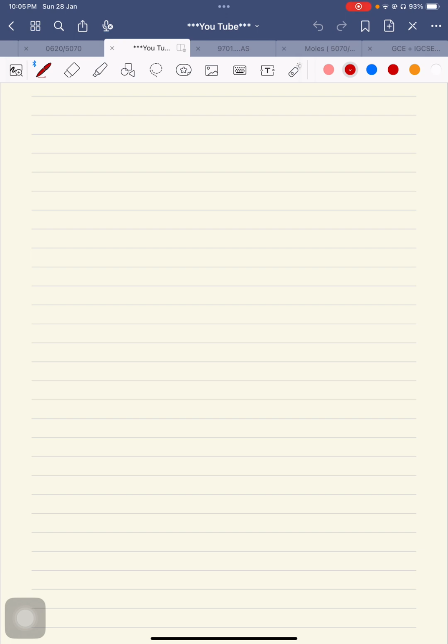But right now, I'm going to start the topic of redox. Now the point is this: what is redox? It seems that it will be an ox of red color. It is not. So what is it? It is a combination of reduction and oxidation.